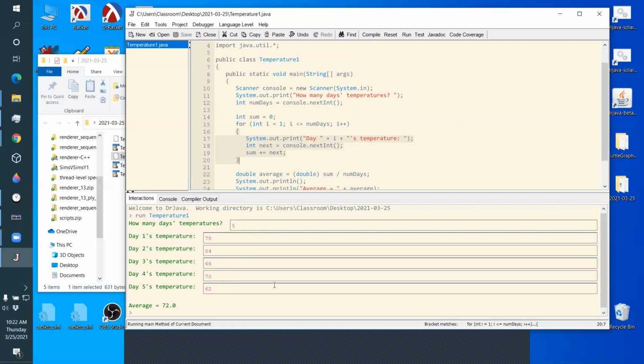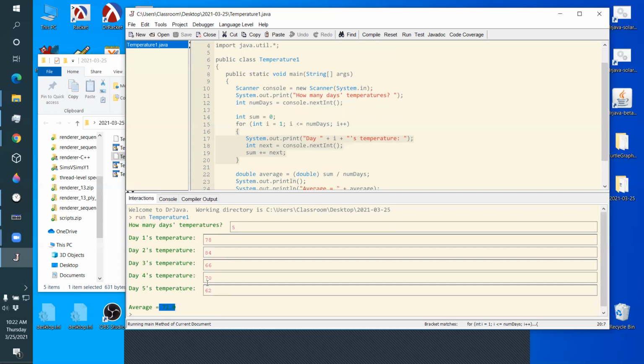The average is 72. 78 is above average. 84 is above average. 66 is below average. 70 is below average. 62 is below average. So there were 2 days above average. See, I have to go back through. Once I know this number here, I have to go back through those numbers there.